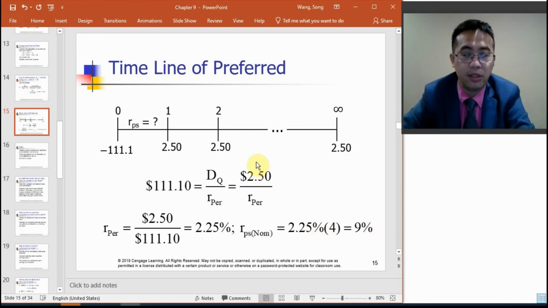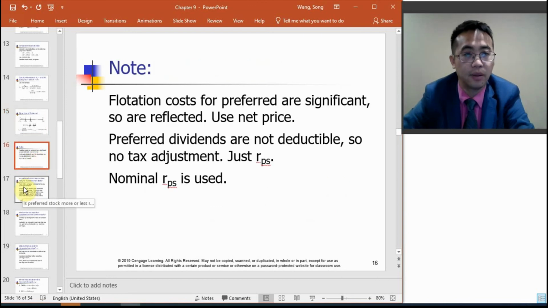So you divide 10 by 4 to get 2.5, and then you multiply the return by 4 to get the annual rate. That dividing and multiplying cancel each other. So essentially, you don't need to consider the frequency of the quarterly payment. All right. So the flotation cost is significant. That's why we are conducting it.